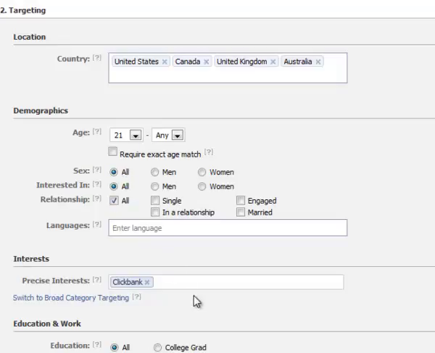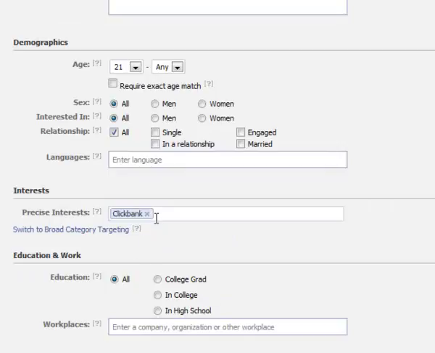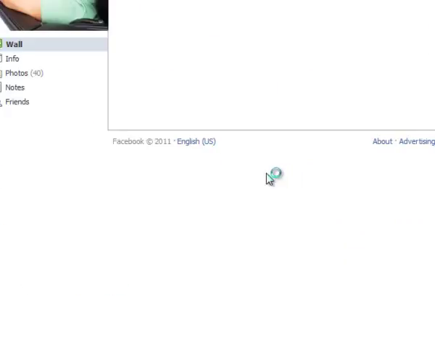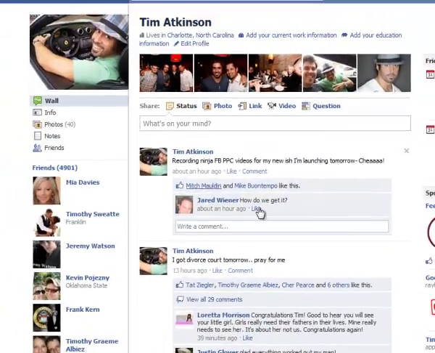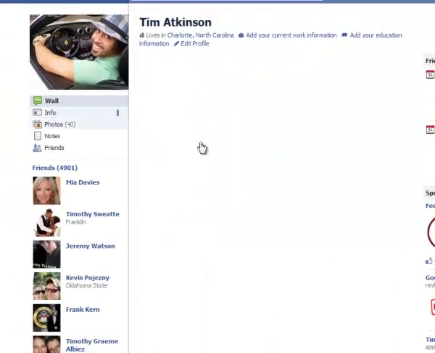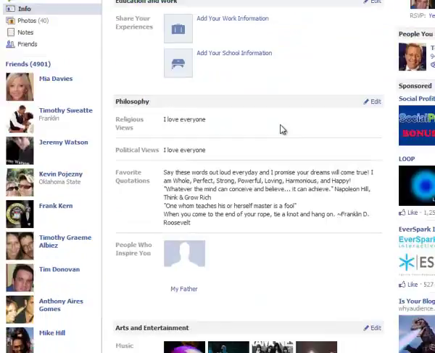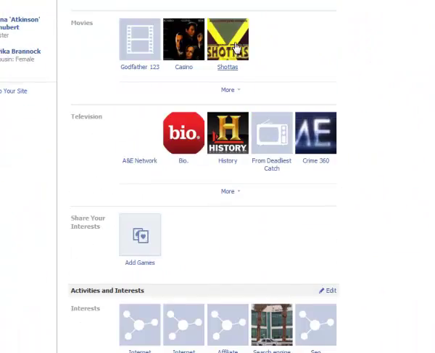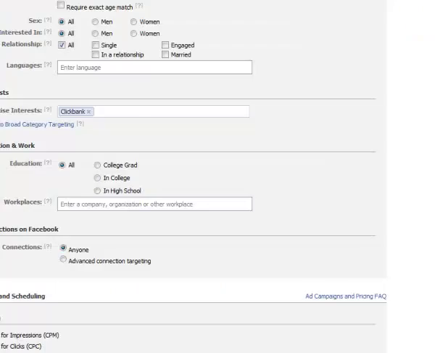Now, interest. This is where it really gets fun. Let me get out of here and go to here. All right, here's my beautiful profile once again. Let's go to info. Okay. This is important information I'm about to share with you.